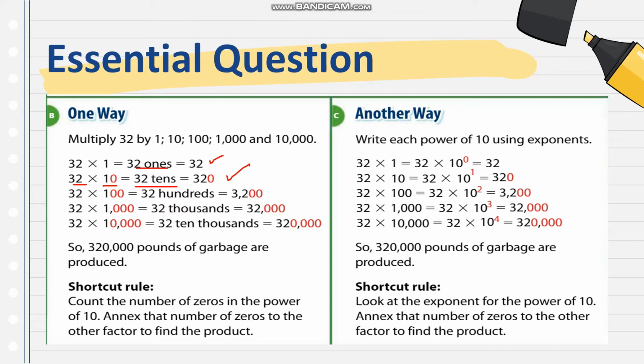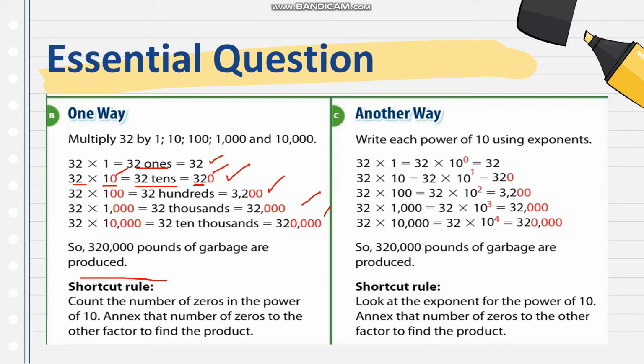The shortcut way is you just simply multiply 32 by 1, and that is 32, and then copy the number of zeros. The same thing with 32 multiplied by 100, so that is 32 hundreds, and that is 3,200. 32 multiplied by 1000, that is 32,000, so the answer is 32,000 in standard form. 32 multiplied by 10,000 equals 32 ten-thousands. So 32 ten-thousands means 320,000. So 320,000 pounds of garbage are produced.